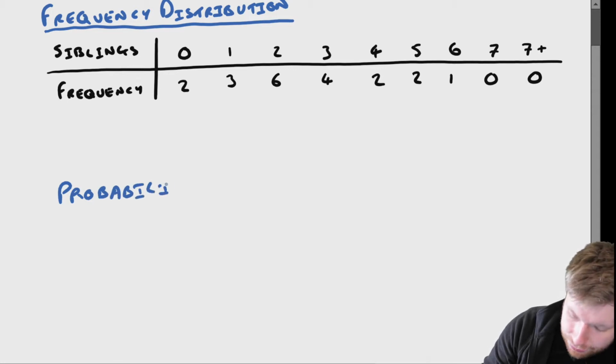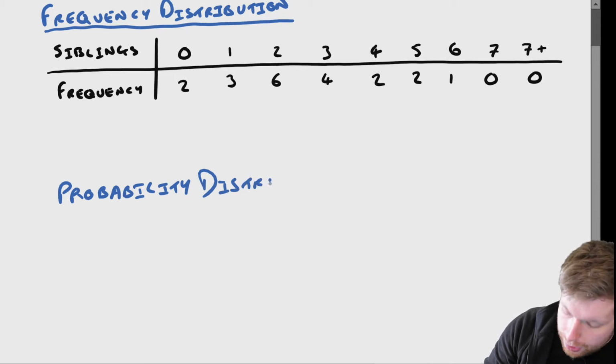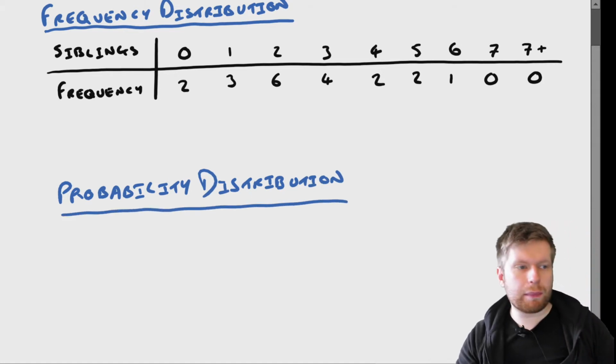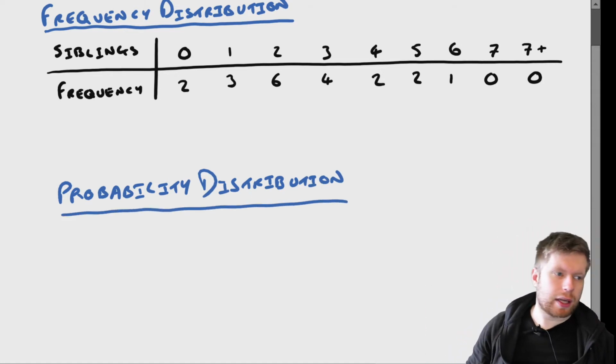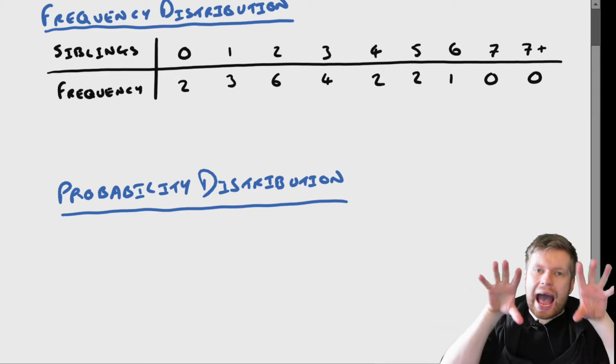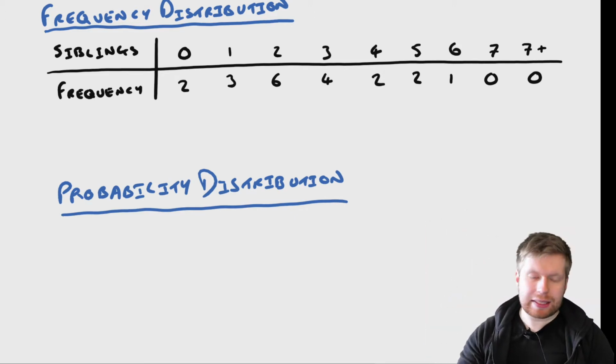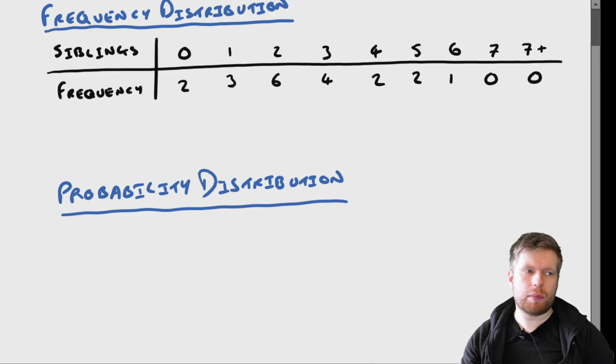Well, the idea is very simple. At the moment with a frequency distribution, you tell me the number of siblings that you're interested in, whether it be people with 1 sibling, people with 5 siblings, people with 7 siblings, and then I will tell you how many people have that many siblings. That's what the frequency distribution is doing at the moment.